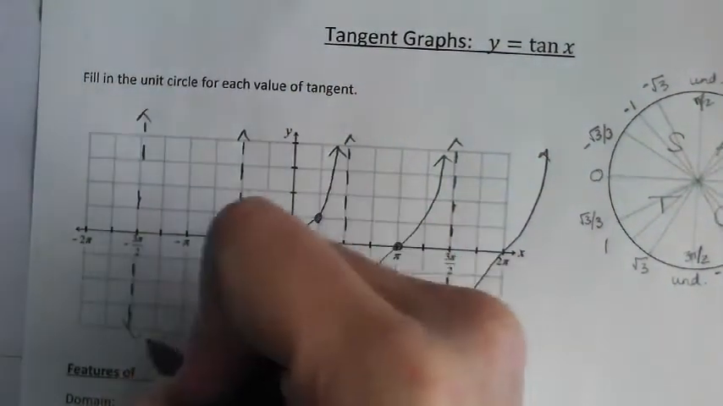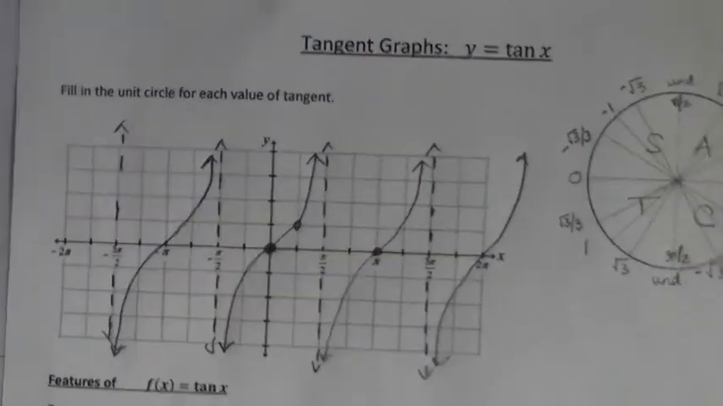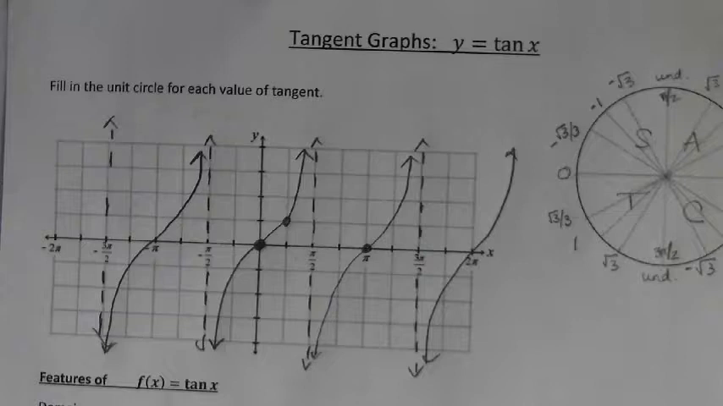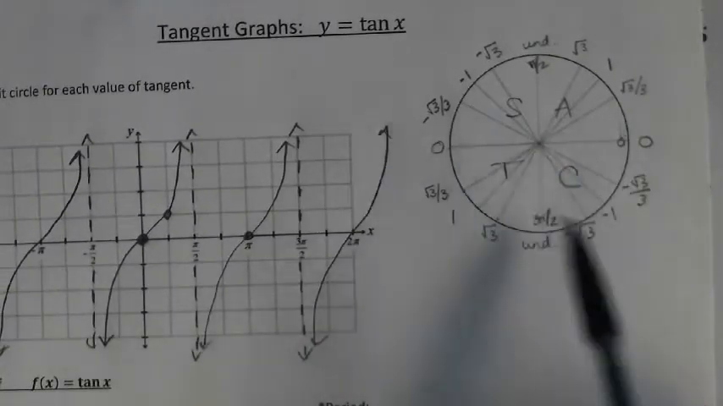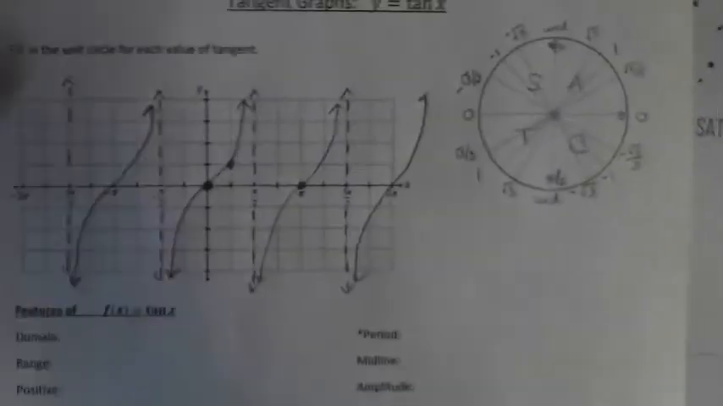They're at the odd pi's over 2, loosely speaking, like 1 pi over 2, 3 pi over 2, 5 pi over 2, 7 pi over 2. And the asymptotes are going to keep continuing because we keep going round and round and round the unit circle and repeating these values. Totally different, right?